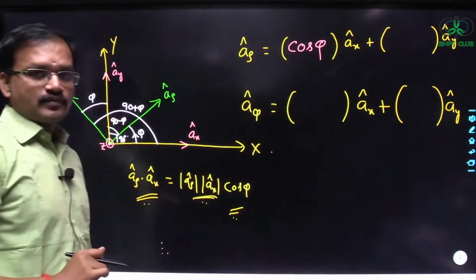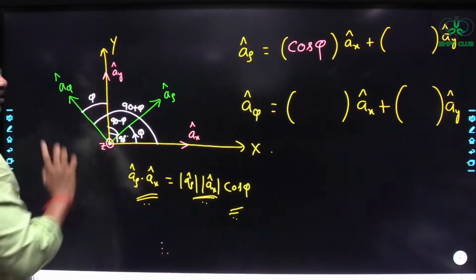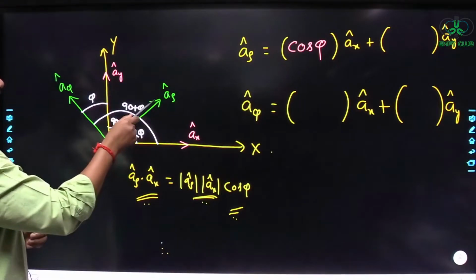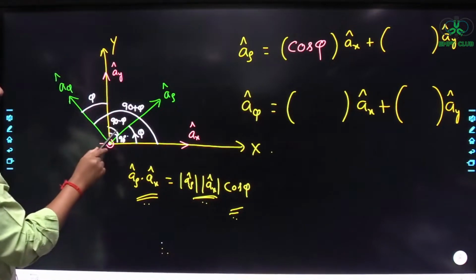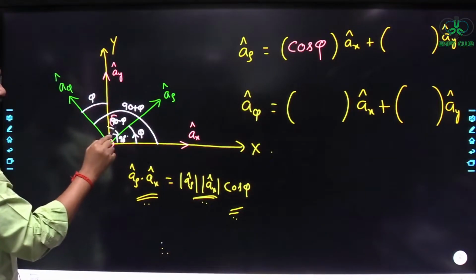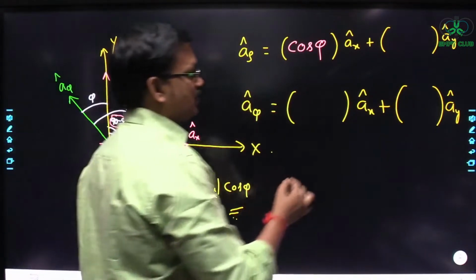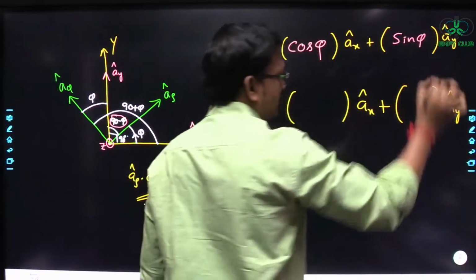That's it. Next, you want the y component of a rho cap. What is it here? Just see the angle between a rho cap and ay cap, which is nothing but 90 minus phi. So simply write cos of 90 minus phi. That's it. And cos of 90 minus phi is nothing but sin phi.